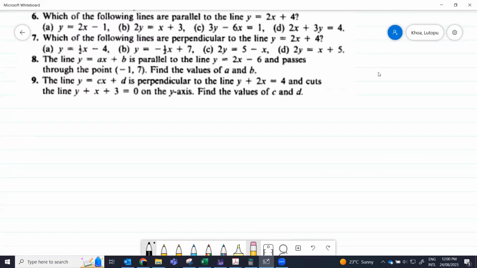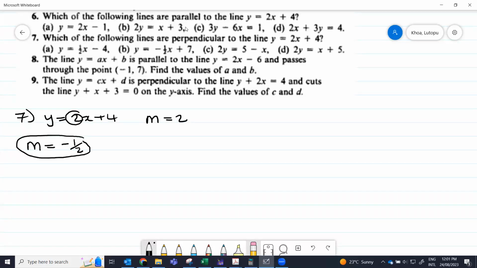Okay, with number 7, we are given the line y is equal to 2x plus 4. And with the 4 options, we have to check which of them is perpendicular to our line. So here our gradient is 2 because it's in standard form already. So we need to look for a gradient that is equal to negative half. So this is what we're looking for in the lines that we'll have to check. Because when I multiply these two gradients, those are the ones that give us a product of negative 1.